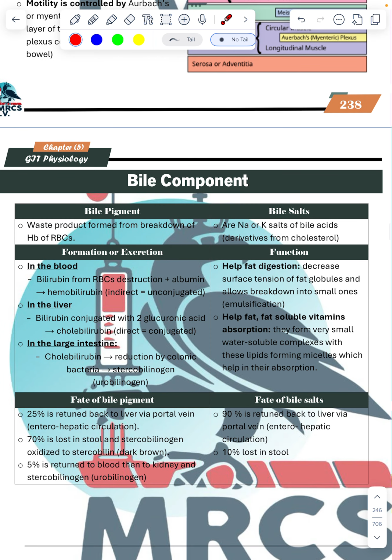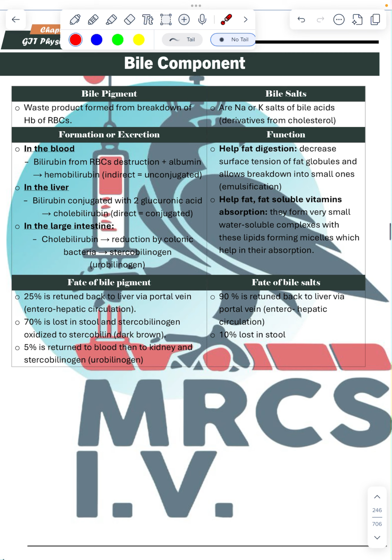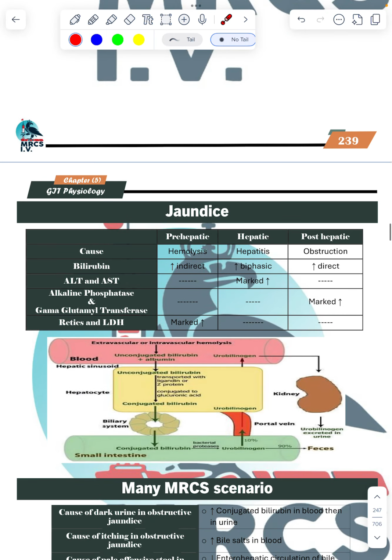What are the bile components? Bile pigments and bile salts. Bile pigment is a waste product from the breakdown of hemoglobin from RBCs. In bilirubin formation and excretion, albumin is separated, and indirect unconjugated bilirubin goes to the liver, where it is conjugated with glucuronic acid. In the large intestine, it is reduced to stercobilinogen. Bile salts help in fat digestion and absorption of fat-soluble vitamins. Of the bile pigment, 25% is returned to the liver by enterohepatic circulation and 70% stercobilinogen is excreted in the stools. Of the bile salts, 90% are returned and the rest is excreted in the stools.